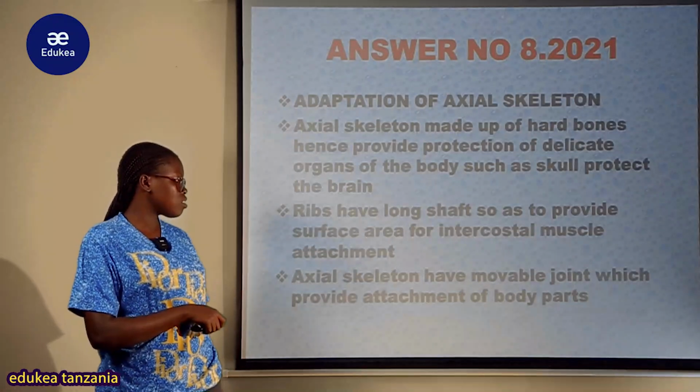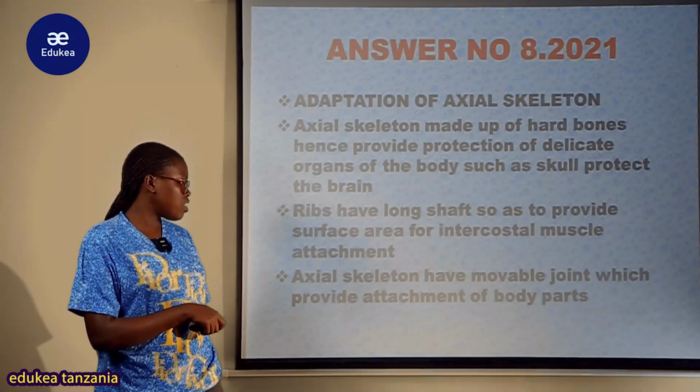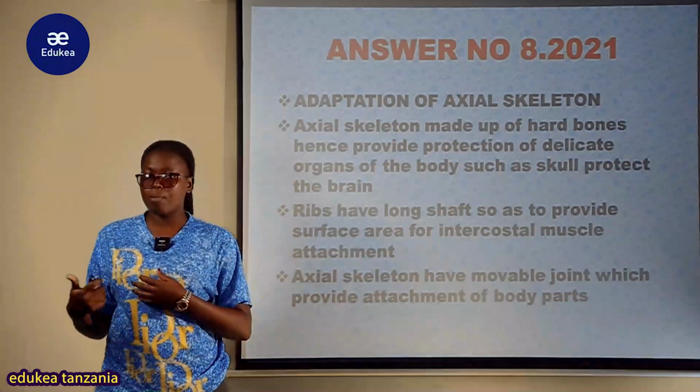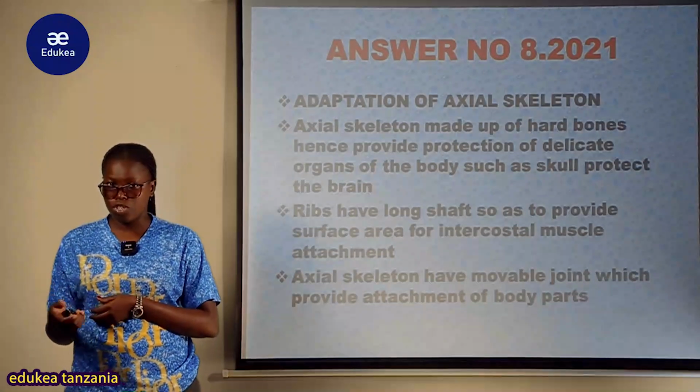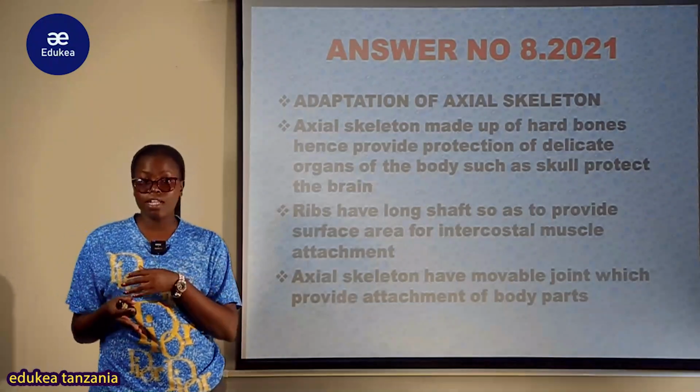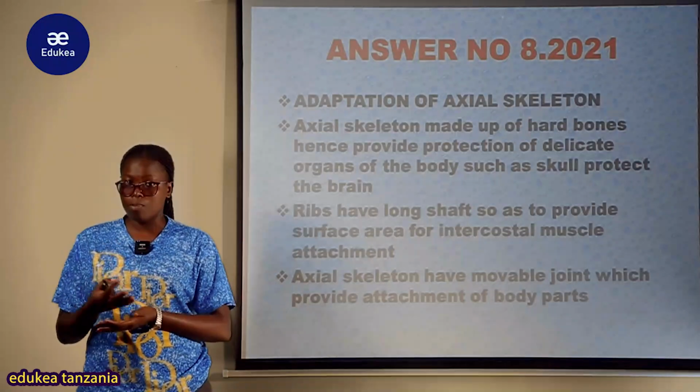The last one is that the skeleton has movable joints which provide attachment of body parts. A movable joint is one that is capable of moving in more than one direction. So it helps in rotation, bending and various forms of locomotion and movement.